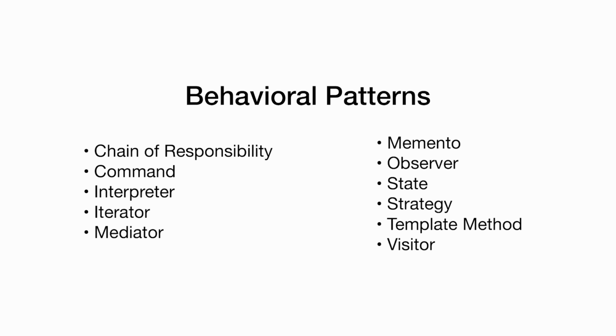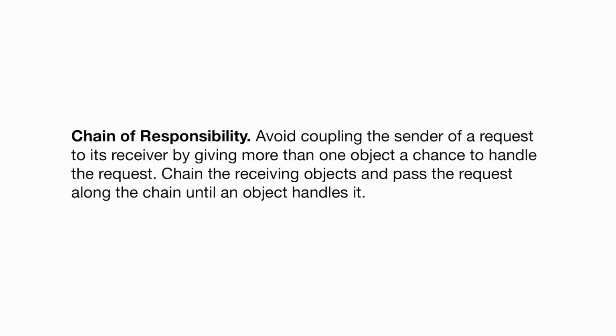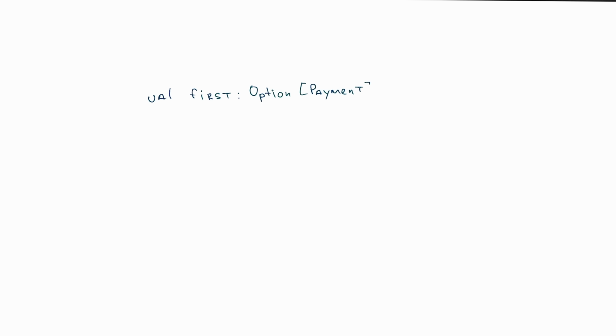Okay, behavioral patterns. Finally, a set of patterns that have nothing to do with classes and objects, right? I guess we'll see. We start with Chain of Responsibility: avoid coupling the sender of a request to its receiver by giving more than one object a chance to handle the request. Chain the receiving objects and pass the request along the chain until an object handles it. When I think about chains and fallbacks, I immediately think about options. Those functions return options. It means that we don't do any executions, we don't go to any database in this case. We'll talk about this later.